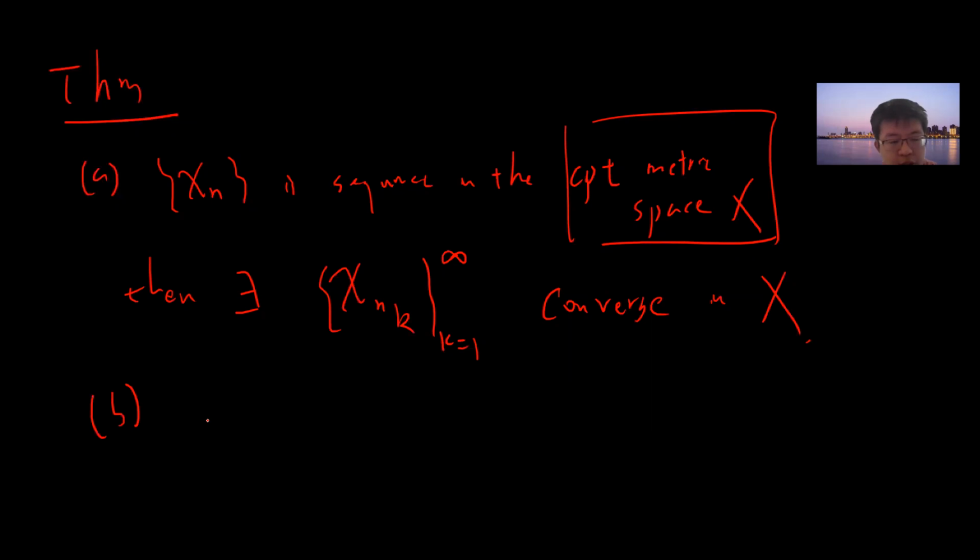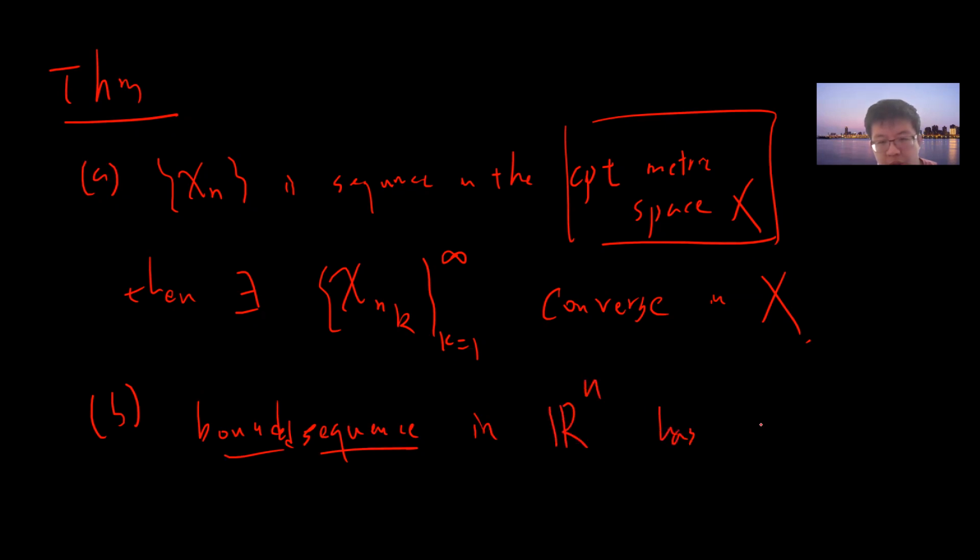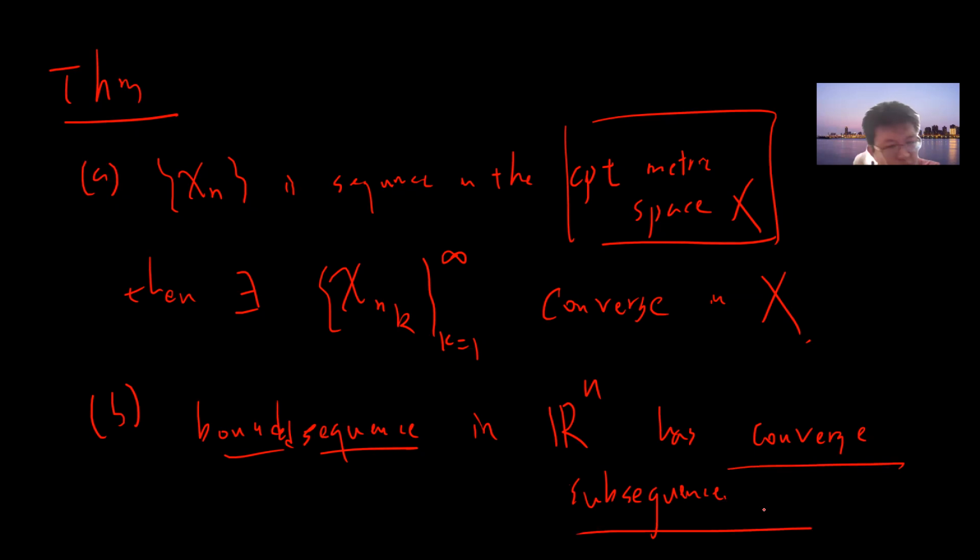Okay, so B is that a bounded sequence, so basically your sequence cannot go to infinity. A bounded sequence in R^n has a convergent subsequence. Usually people like to talk about this theorem; just pronounce whether A or B.